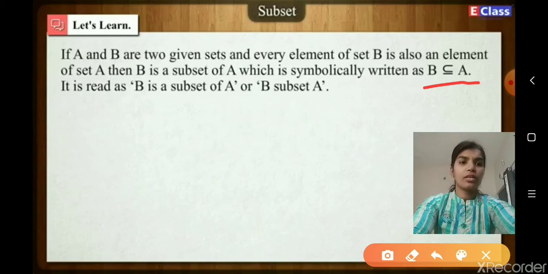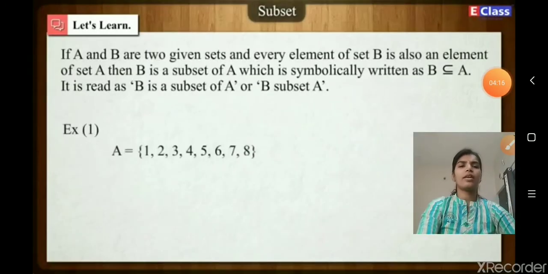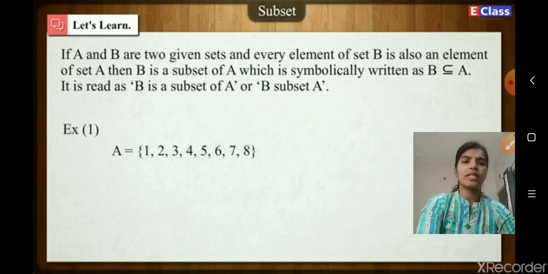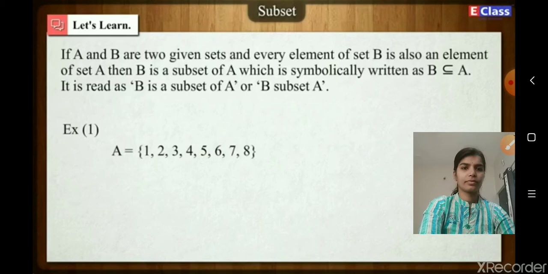So observe here. Here we have the set A, in which the elements are 1, 2, 3, 4, 5, 6, 7, 8. Then we see the second set B. For representing the set A we need a closed figure. We know that closed figures are circle, rectangle. Set B is given as 2, 4, 6, 8.